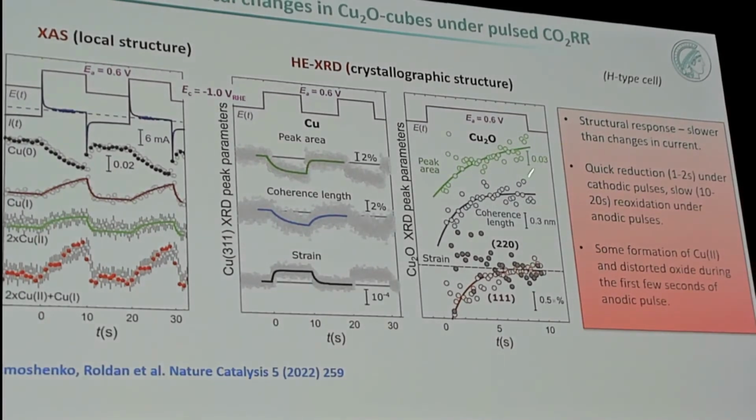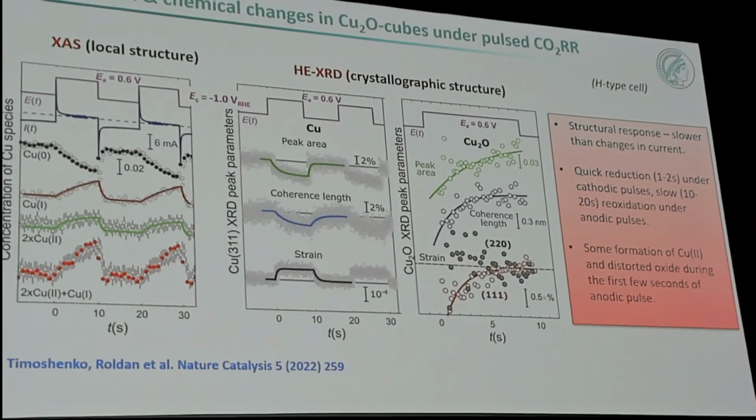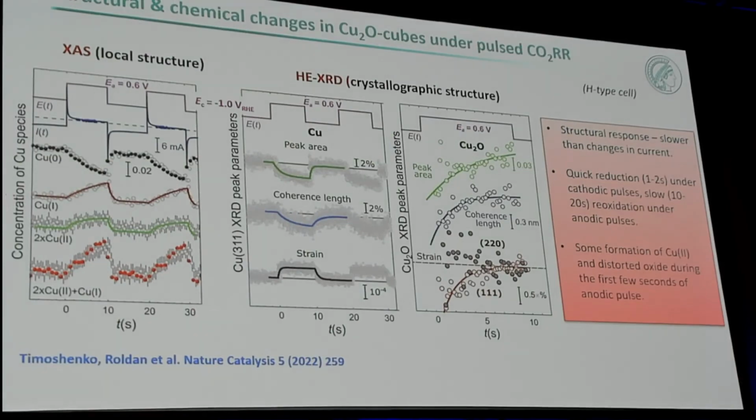So we see the quick reduction of the material under the cathodic pulses, the slow reoxidation, and from all of this data combined with electrochemistry, we can find out what is the structure of the material and what is the composition of the material while I'm making ethylene or while I'm making ethanol. That's what we wanted to figure out. And so we came up with this explanation.